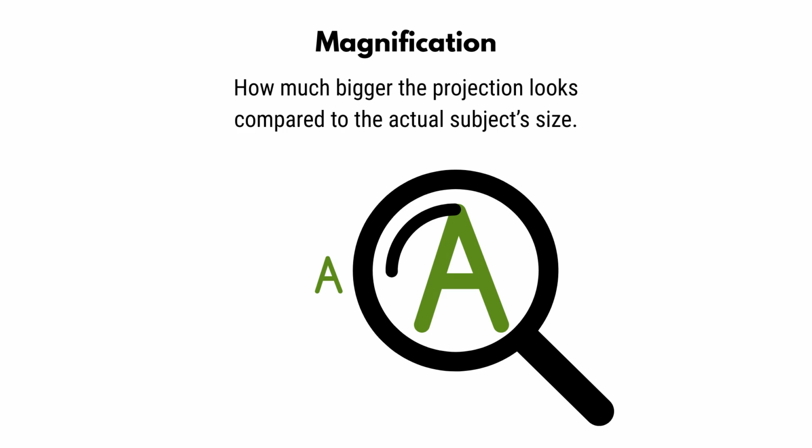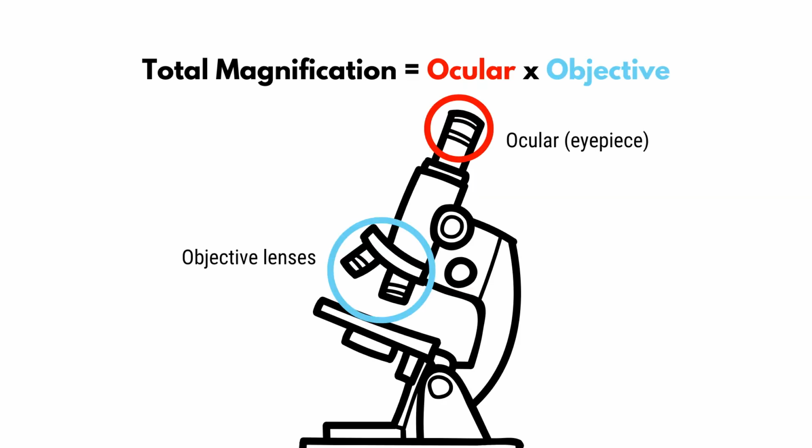Now, magnification is one word you do need to know pretty early on, and it's how much bigger a projection looks compared to the actual subject size. So for example, you can see in this picture here we have a smaller A, but through magnification we're able to see the A much more clearly and much bigger. A formula you need to know along with the magnification is the total magnification formula, which is the ocular times objective. Now the ocular is one component of the microscope which is near the eyepiece, and the objective lenses are the ones you switch around for higher magnification.